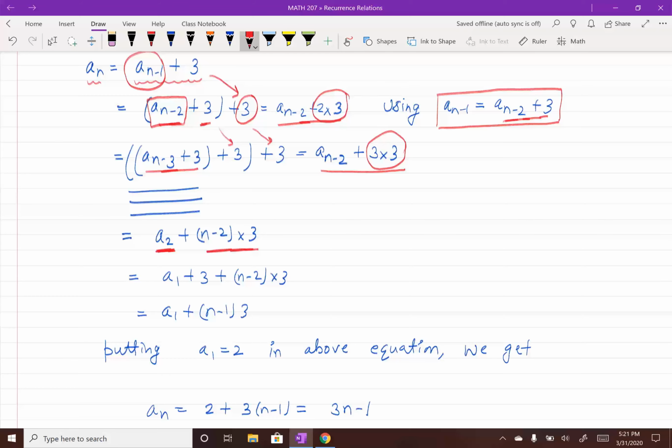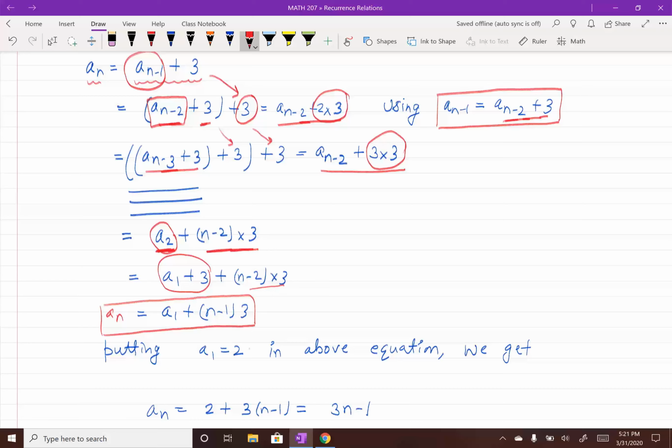Okay, and once you replace a of 2 by a of 1 plus 3, and the n minus 2 times 3 is going to remain the same, you can simplify and represent a of n as nothing but a1 plus n minus 1 times 3.